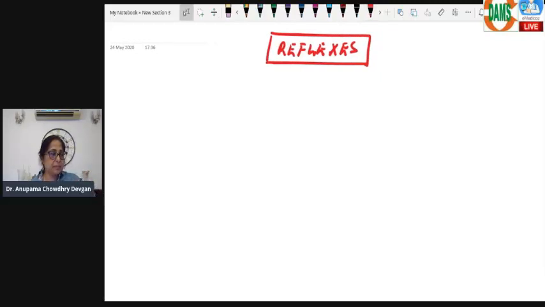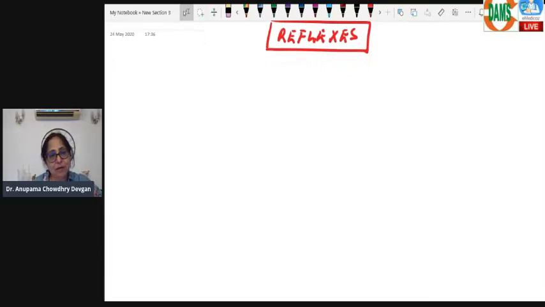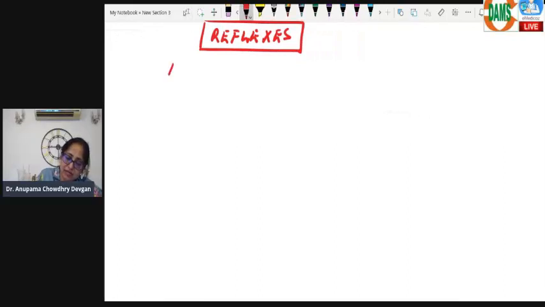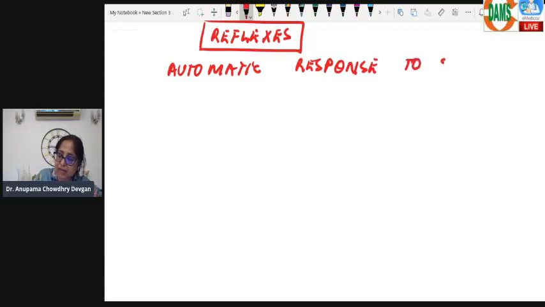Reflexes. Based on the number of synapses, you have asynaptic and monosynaptic reflexes. A reflex is an automatic response to a stimulus. Yes, the automatic response to a stimulus is known as a reflex.